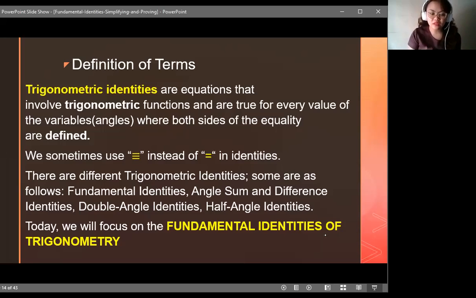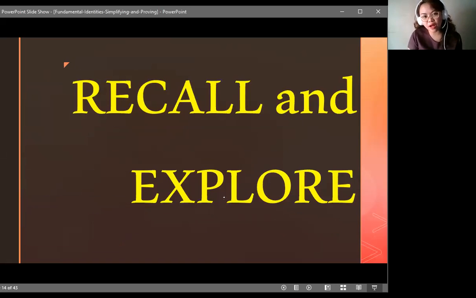Okay? And then there are different trigonometric identities. Back then, we usually teach all of these: fundamental identities, angle sum and difference, double angle, half angle. But for this year, for your batch, we will be focusing only on the fundamental identities of trigonometry. Okay, so these are just 8 out of 40 something identities. So we will just focus on 8. Yep. So let's have a quick recall and explore.